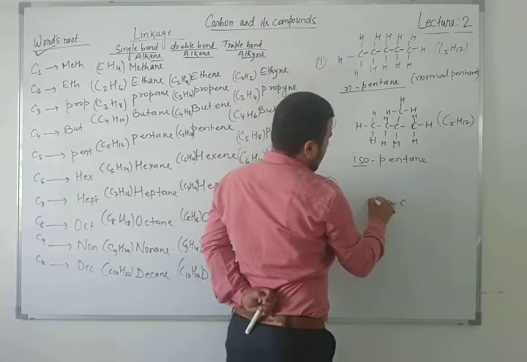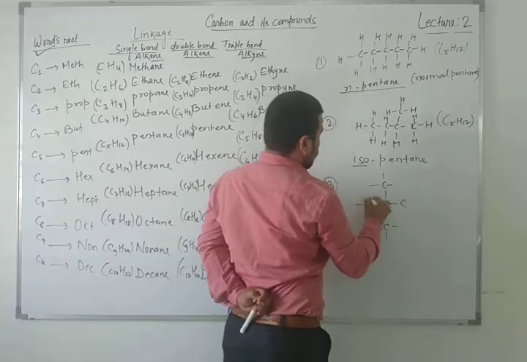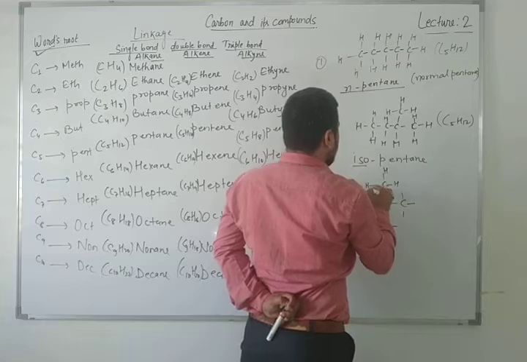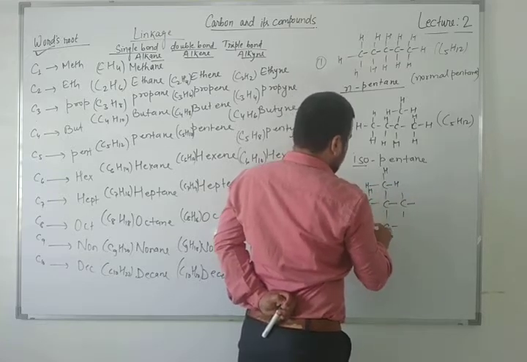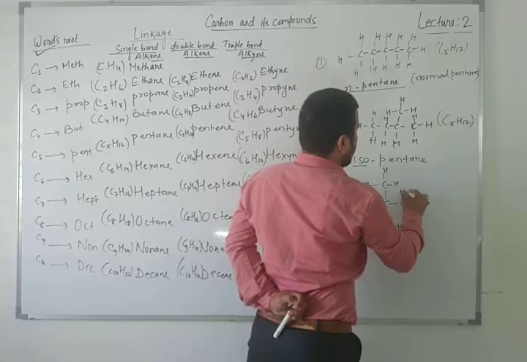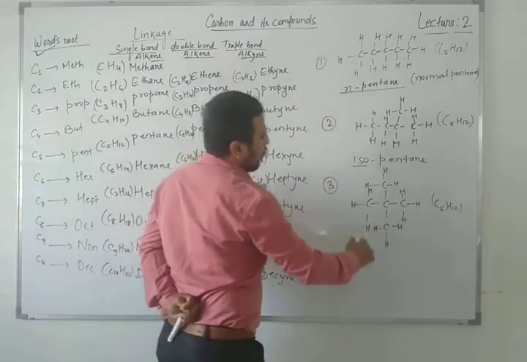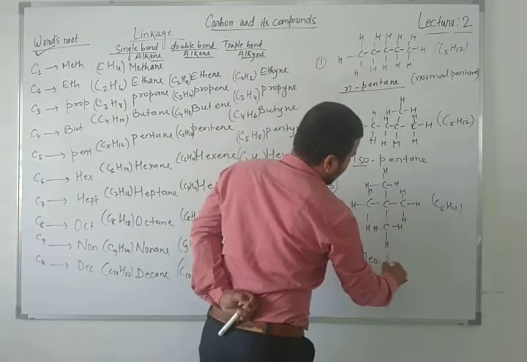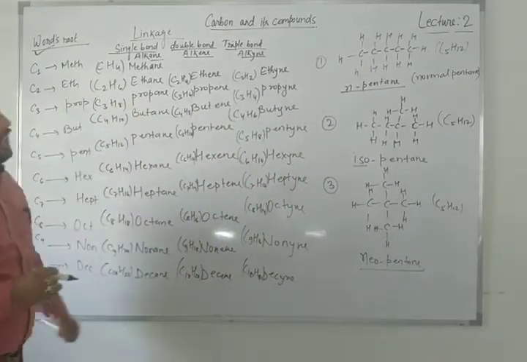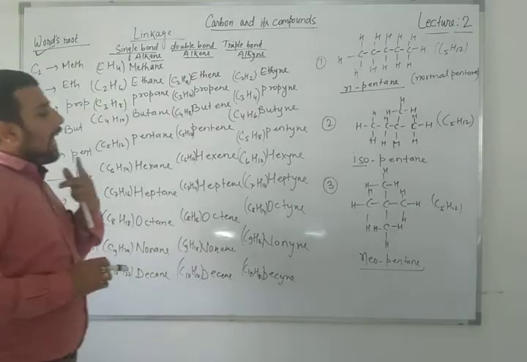What I will do, I will write 3 carbons, and on the middle one I will write above also and below also. So there are the same number of hydrogens and the same number of carbons, meaning the chemical formula is same but the structural formula is different. C5H12, chemical formula is same, and this is known as neopentane. So there are 3 isomers of pentane: normal pentane, isopentane, and neopentane.